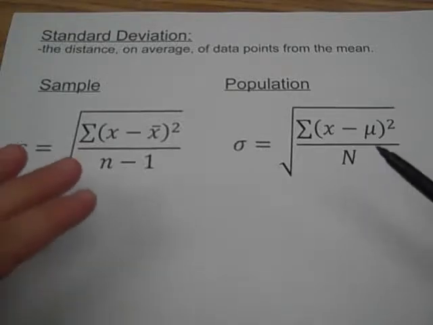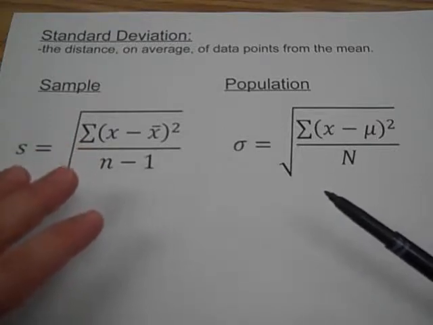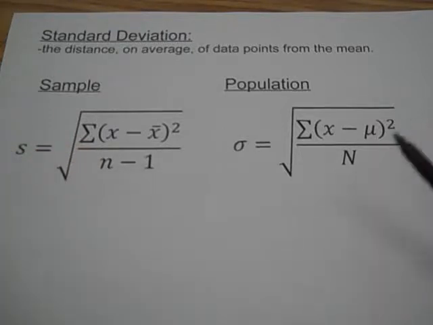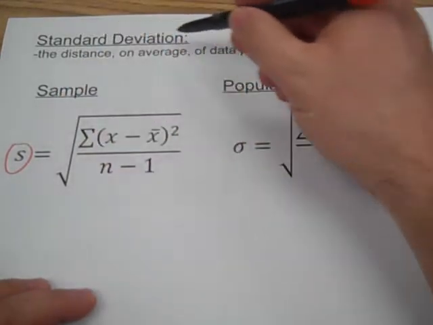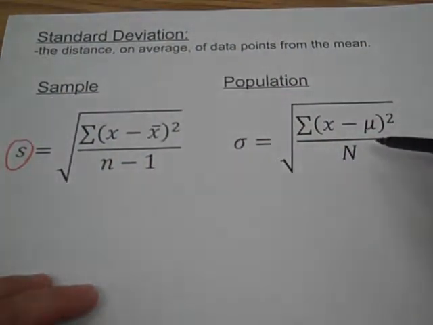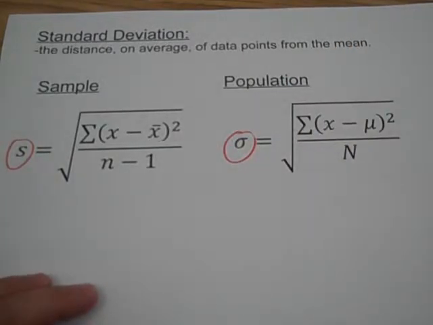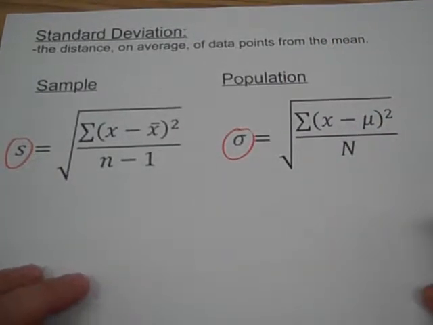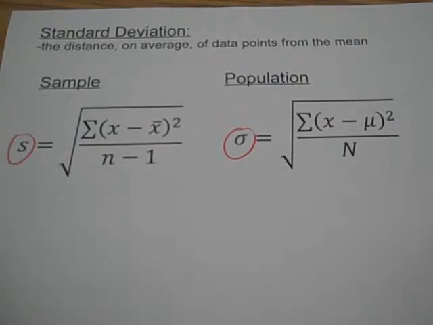So you don't have to actually use these formulas. I'm just displaying them here so you can see how they're calculated and to show you the difference, so that when you get two answers in your calculator, you know how to choose which is appropriate. For a sample, the standard deviation uses the symbol S, and for the population we use the Greek symbol sigma. This is lowercase sigma. So for any population parameter, we're going to use Greek symbols. For any sample statistic, we use just our regular letters.